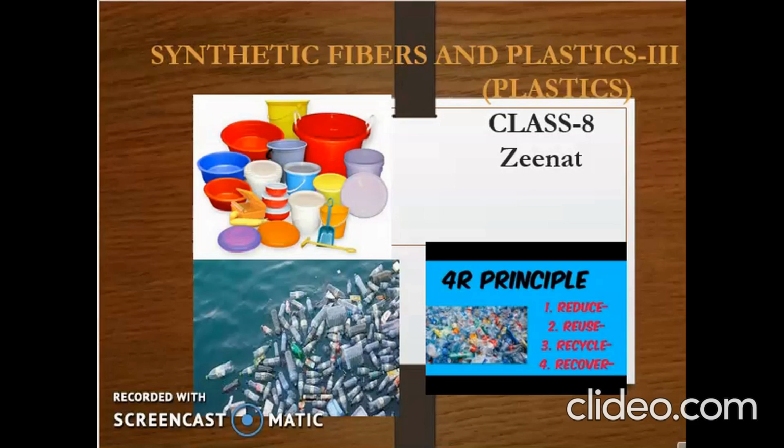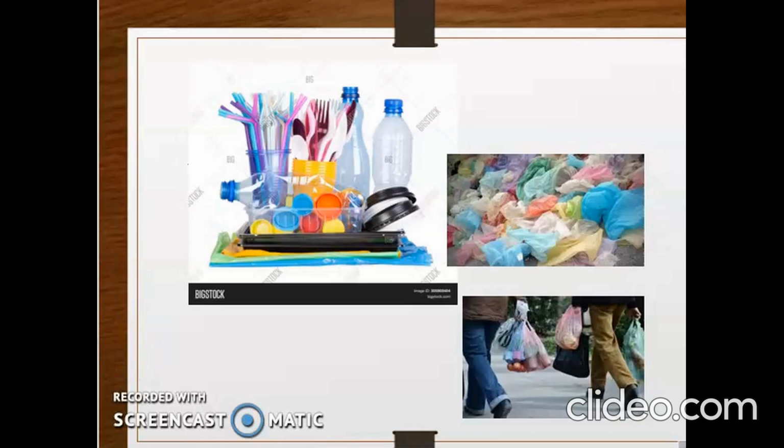Fibers and Plastics, Part 3, Plastics. Today, plastic is a very common material around us. We use a large number of articles made up of plastic in our daily lives. The use of plastic has become popular because they are flexible materials suitable for us.